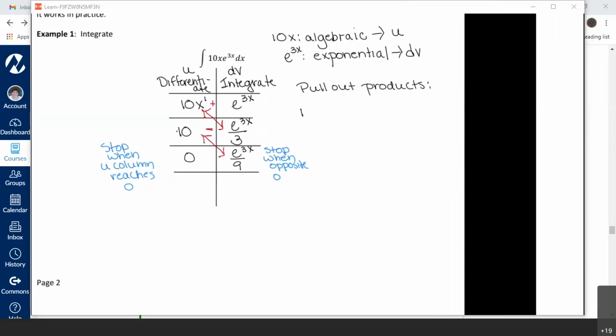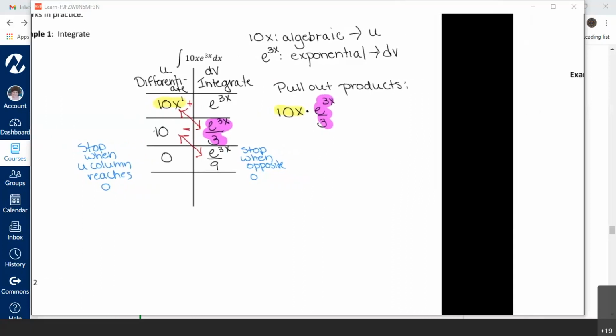Okay, so the first one is 10x times e to the 3x over 3. See where those came from? I'll highlight, here's 10x. Here's e to the 3x over 3. See how that came out there? And that's got a positive sign on it. So notice there's no leading sign, which implies it's positive.